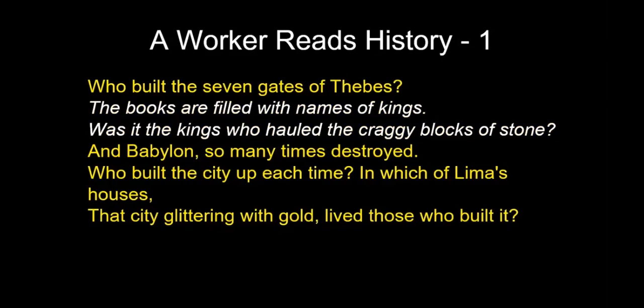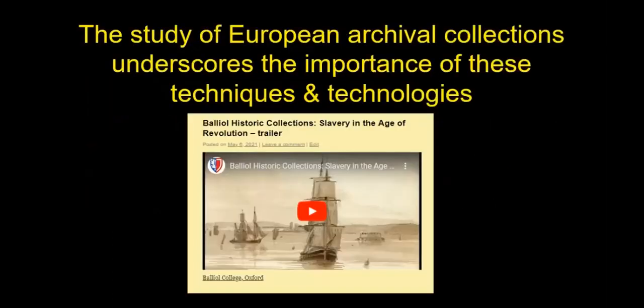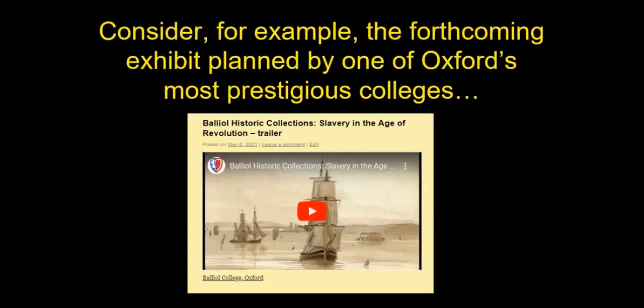This is why who's in the circle to ask the questions about these maps is very important. Professor Gifford's point is crucial. It's true not just of these collections of maps, but of all the archival collections in European hands. The Balliol Historic Collections, a college in Oxford, has decided to expose some of these documents to the public in an exhibit next month, September 2021, entitled Slavery in the Age of Revolution.